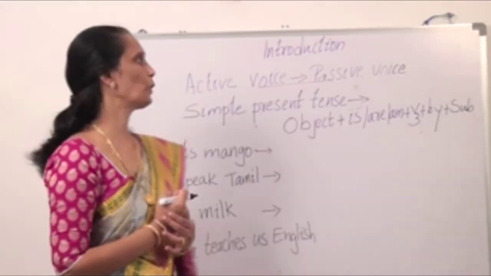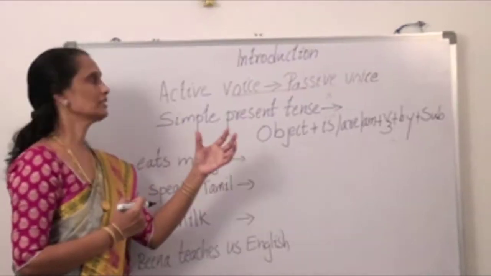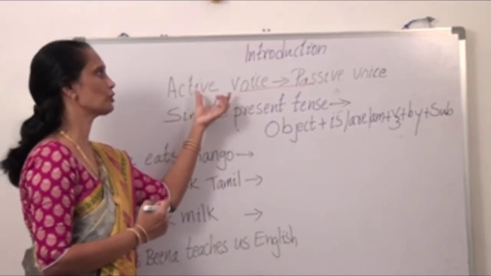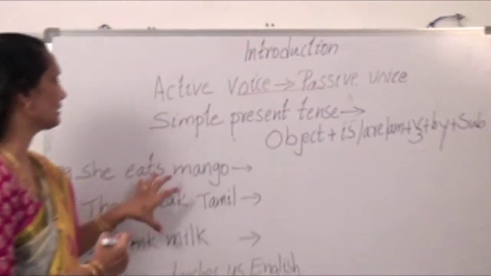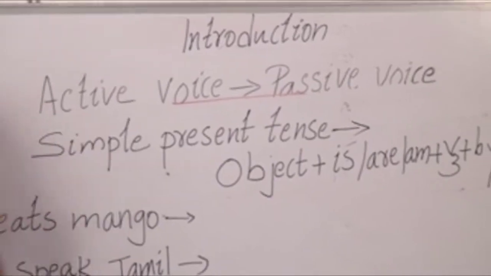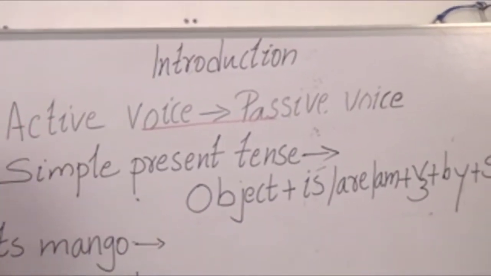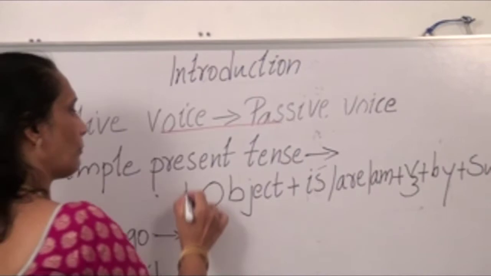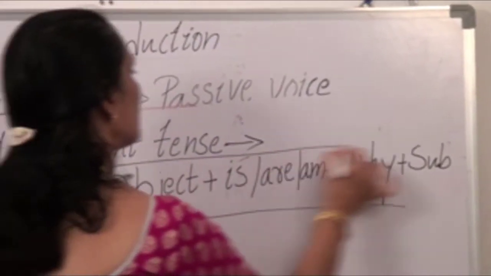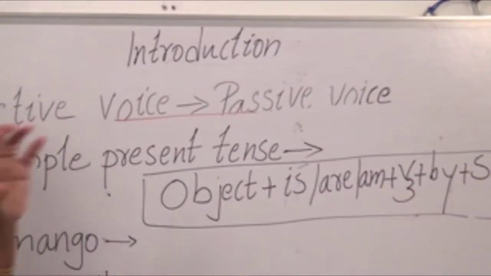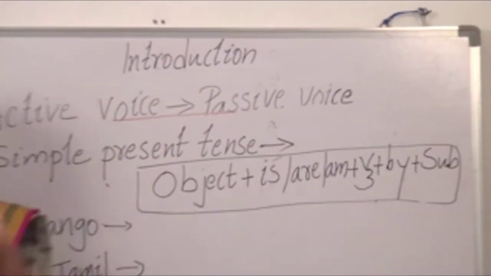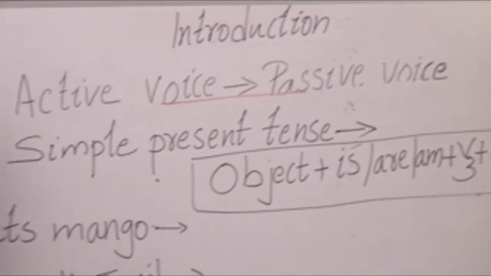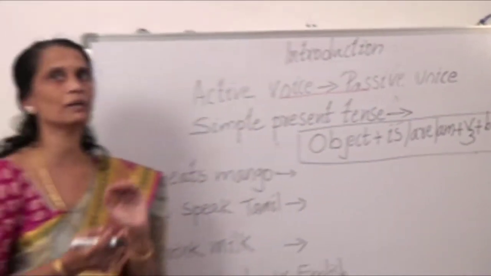In this video we are going to learn how to convert a simple present tense sentence from active voice to passive voice. How to change simple present sentences into passive voice. When we are writing passive voice, the first thing we should remember is a formula. This is the formula for changing simple present tense into passive voice: object plus is or are plus V3 plus by plus subject.